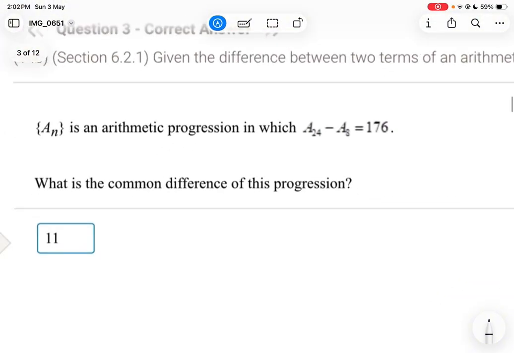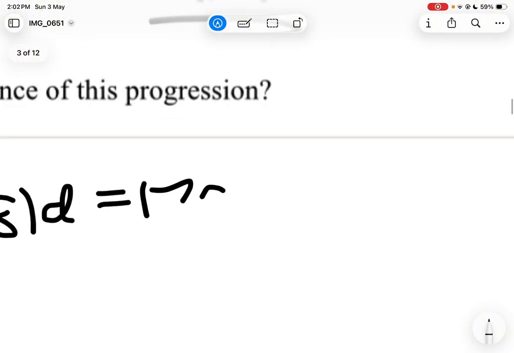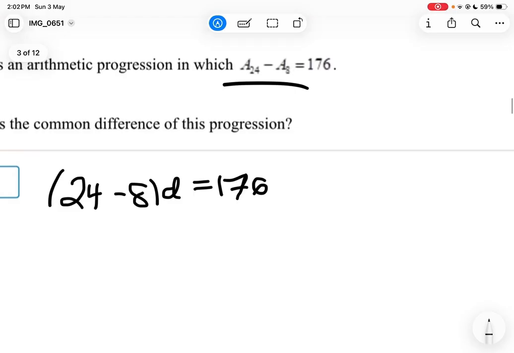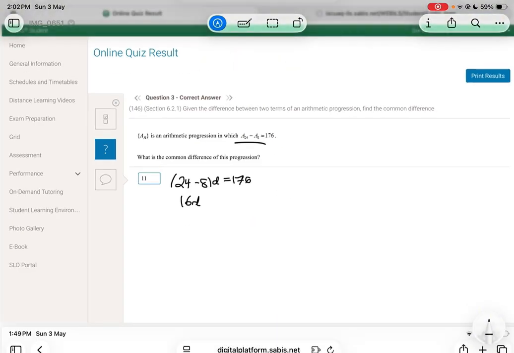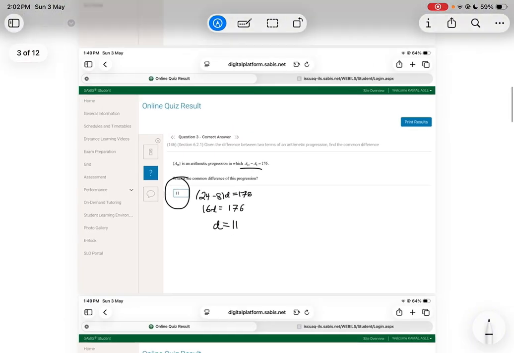There are two ways: you can do this the long way or the shorter way. So let's do the shorter way. You just take 24 minus 8, all times d, equal to 176. So 24 minus 8 is equal to 16. So now it becomes 16d equals 176. And then 176 divided by 16, d will be equal to 11. And that's your answer. Very easy.